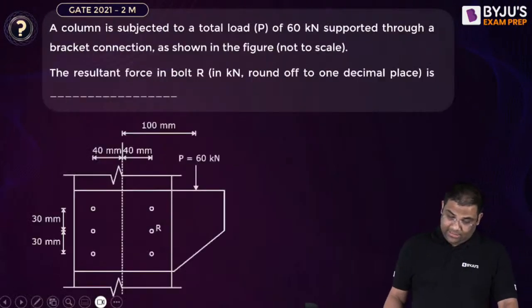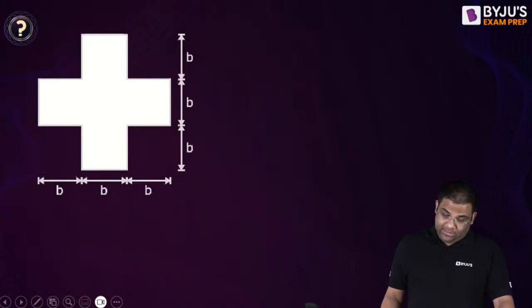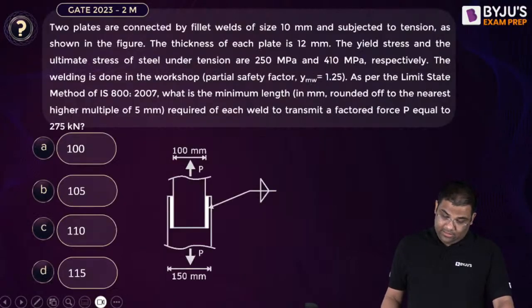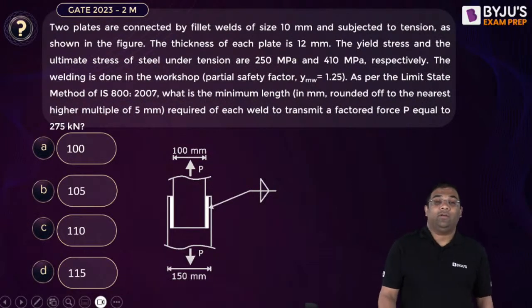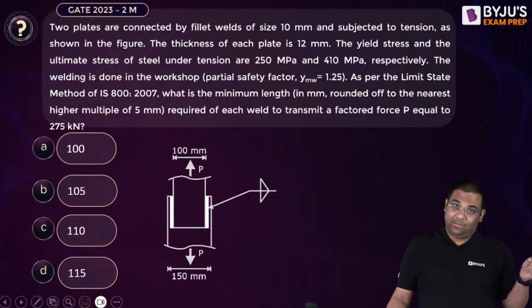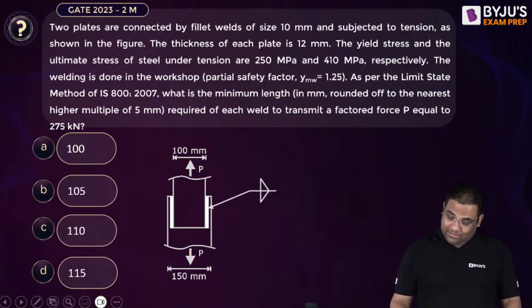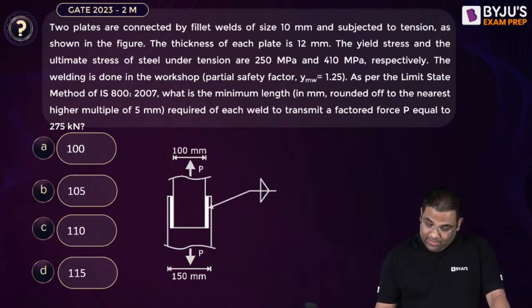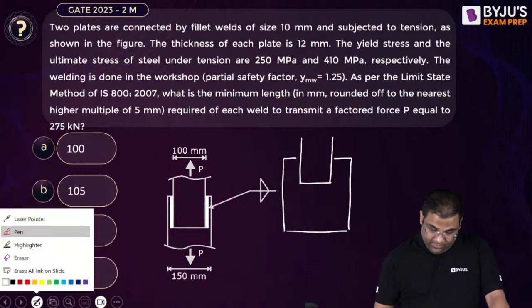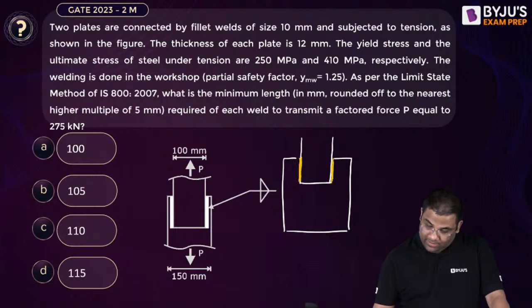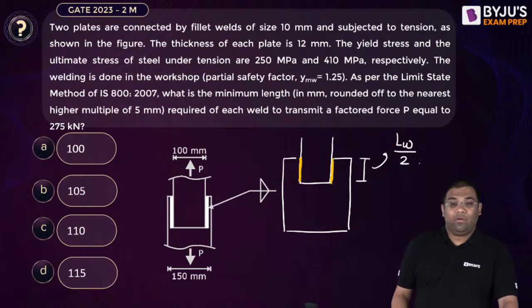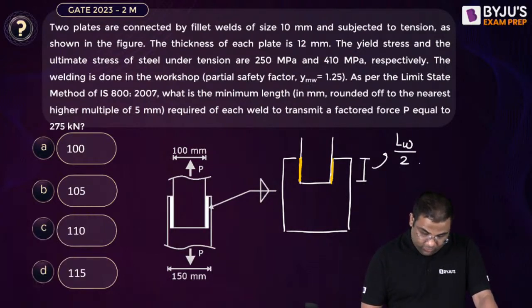Now a similar question is asked here, you see, in 2023. See, in that question, what was asked? The length was given, the strength was asked, right? Here the strength is given, the length is asked. You see, what is asked is just reverse. So they're asking you the length of weld. So see, it is welded like this. This plate is welded like this. Here it is welded, here it is welded. So they're asking you what is this length? This length will be the total length of the weld divided by 2, right? Yes or no? Because we are welding on both sides.